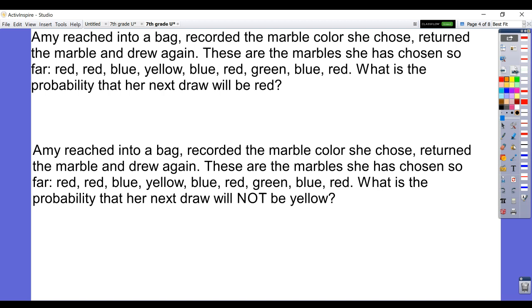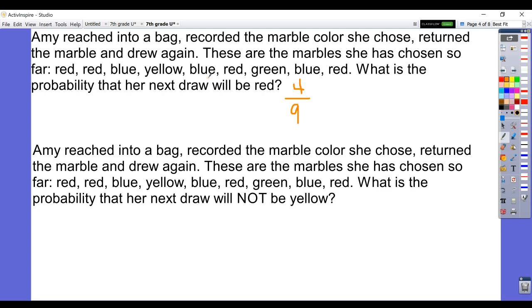Amy reached into the bag, recorded the marble color she chose, returned the marble, and drew again. These are the marbles she chose so far. Red, red, blue, yellow, blue, red, green, blue, red. What's the probability her next draw will be red? So what we want to do is figure out how many reds she has. 1, 2, 3, 4, out of how many total times she pulled a marble out. So 1, 2, 3, 4, 5, 6, 7, 8, 9. So the probability that her next draw would be red would just be 4 out of 9, basing it on what she's already done, 4 ninths.